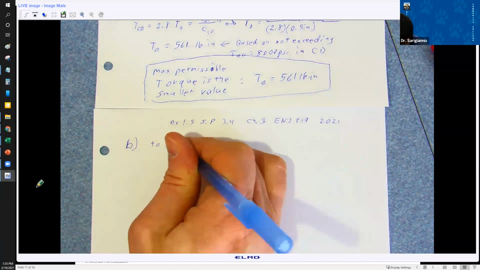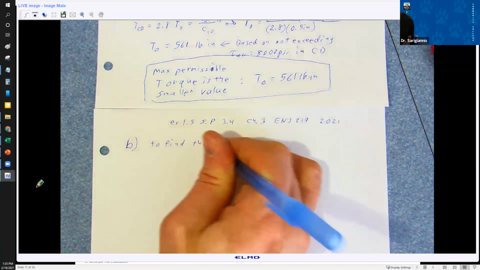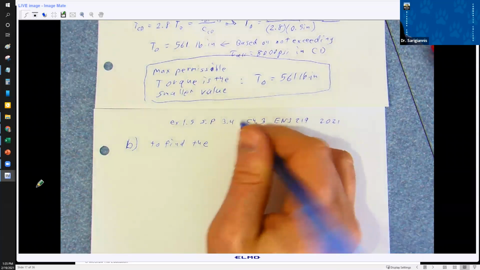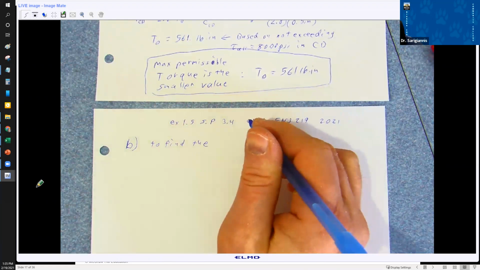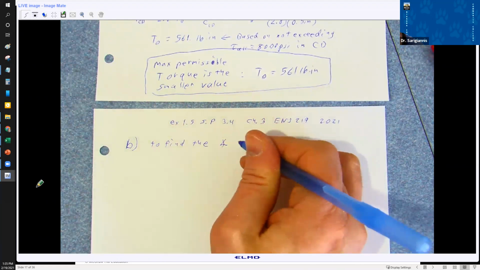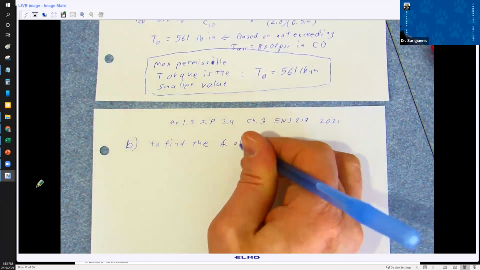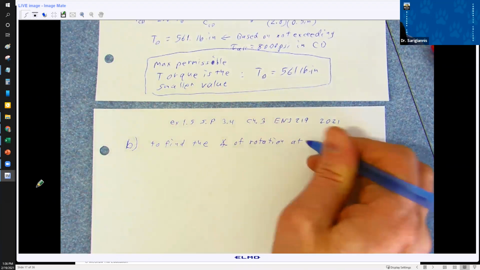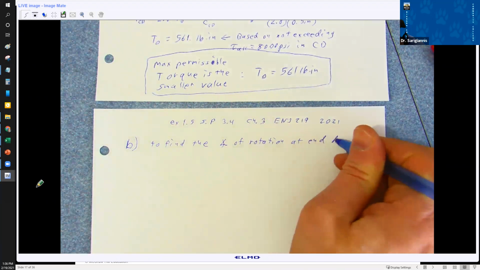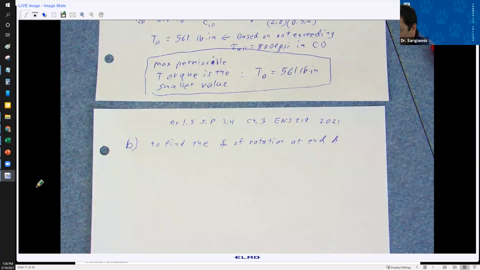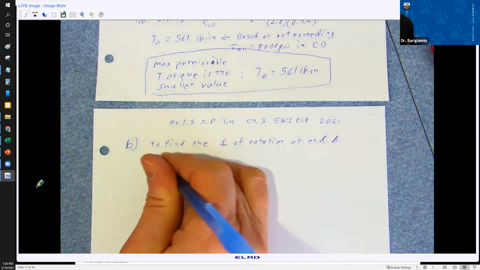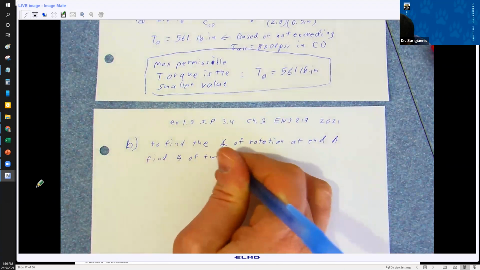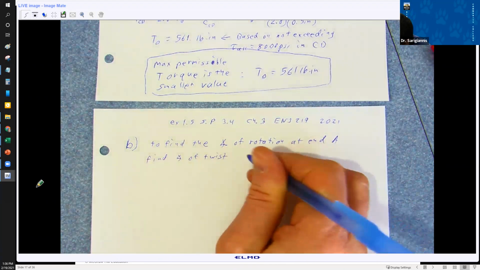To find the, what do we need? The angle of rotation, corresponding angle through which end A rotates. Now the angle of rotation at end A, find the angle of twist for each shaft.